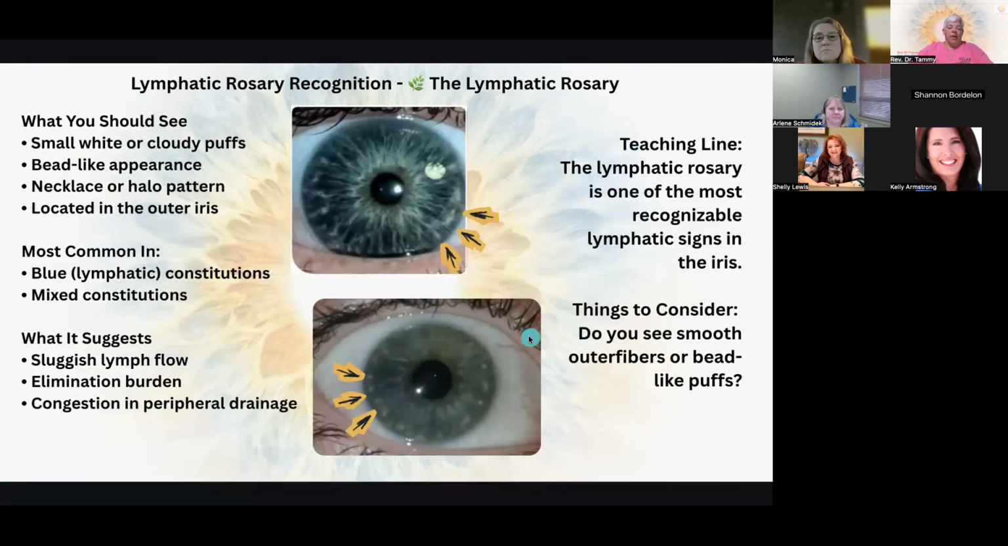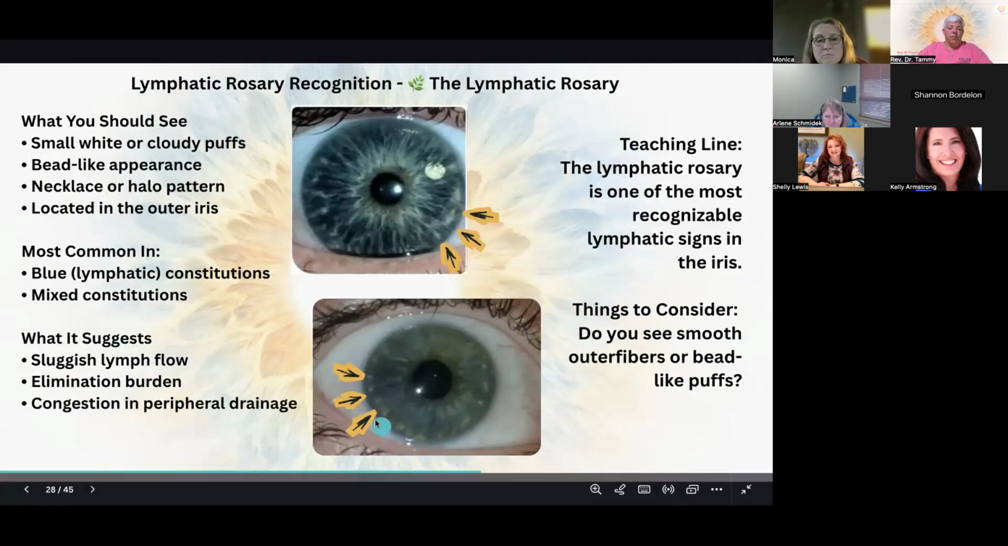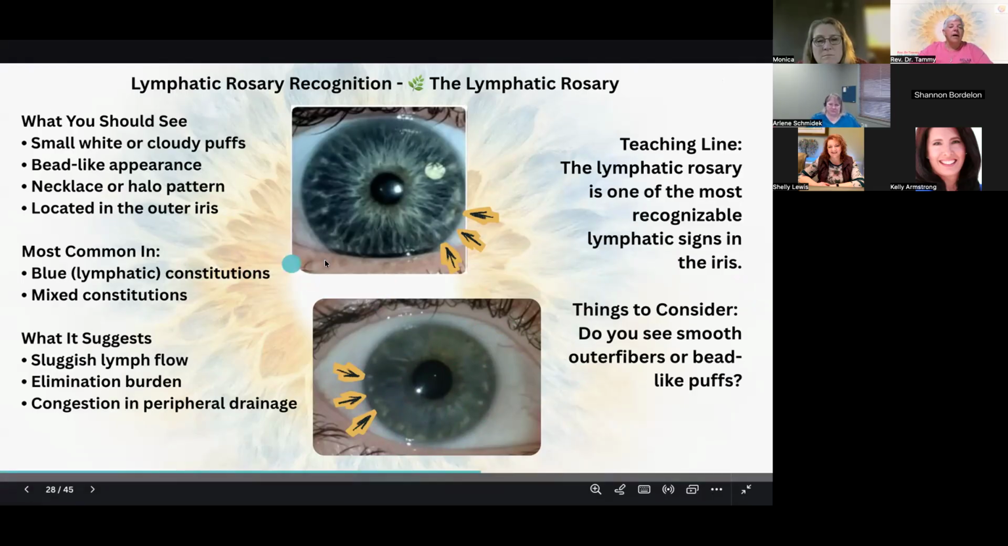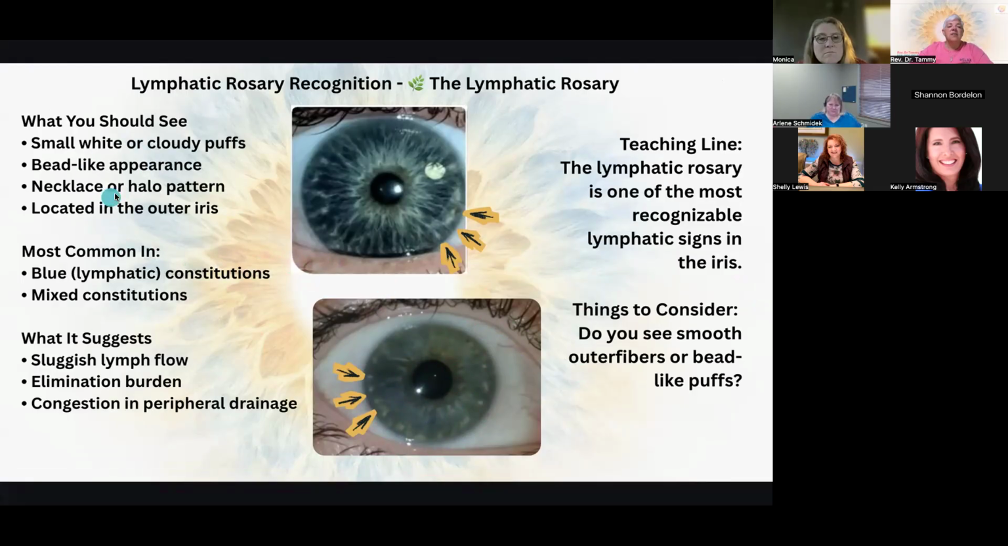All right, here's another one. You can see the lymphatic rosary formed right here. Now we see some pigment. This is pancreas. And then we see a stomach ring in here that is white. So what you should see is small, white, or cloudy puffs, which we see. A bead-like appearance, necklace or halo pattern located in the outer iris.